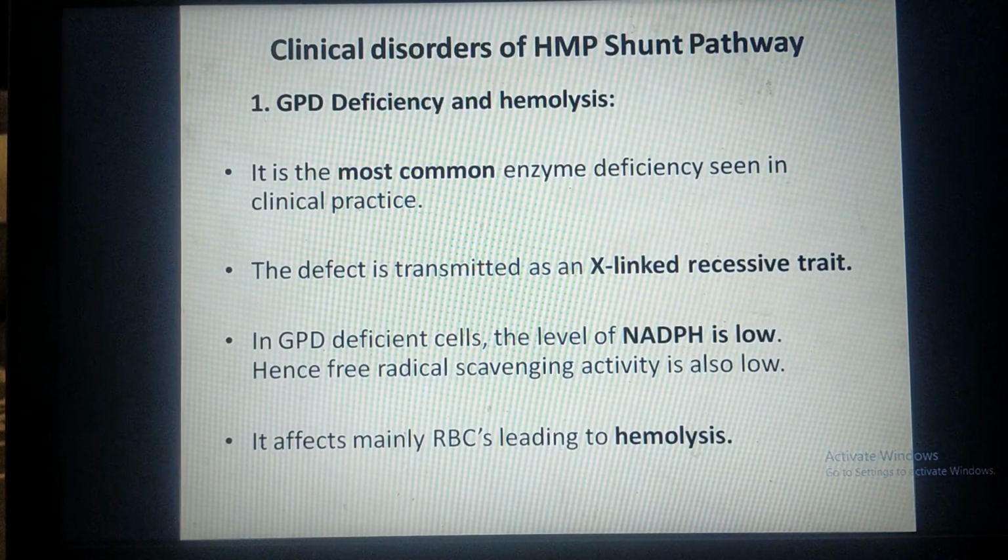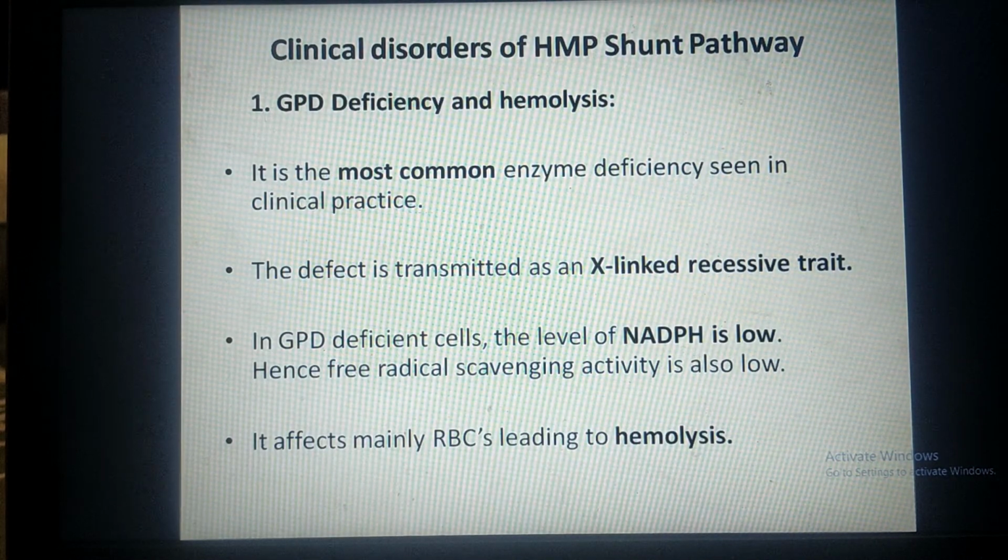Now come to the clinical aspects of the HMP Shunt pathway. The first and most important disease related to this pathway which is seen in clinical practice is G6PD deficiency, glucose 6-phosphate dehydrogenase deficiency, which will lead to hemolysis. How it leads to hemolysis we will see later on. First, about this disease. It is the most common disease seen in clinical practice. It is transmitted by X-linked recessive trait.